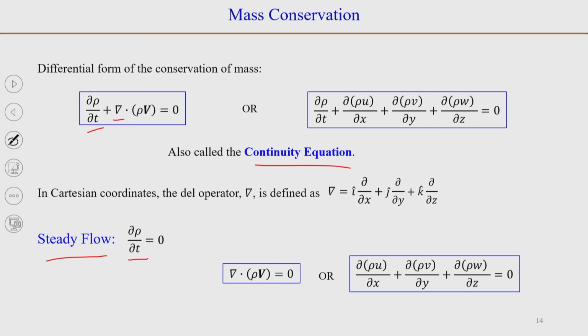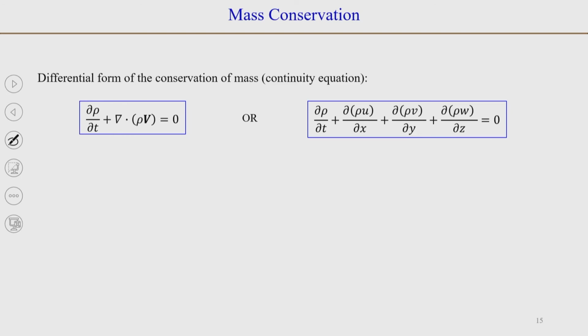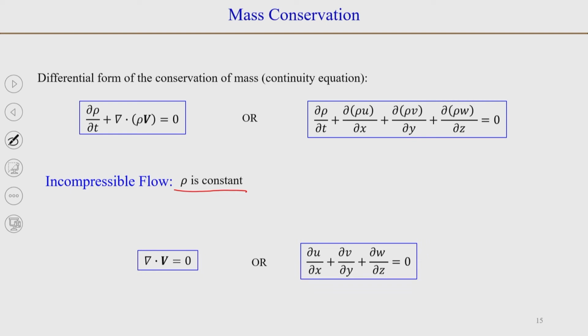So, we will have del dot rho V is equal to 0, or you can write it in the expanded form. Now, another variation we will look at: say the flow is incompressible. When the flow is incompressible, the density is constant. So again, the first term will become 0, dou by dou t of rho is 0, because rho is constant.